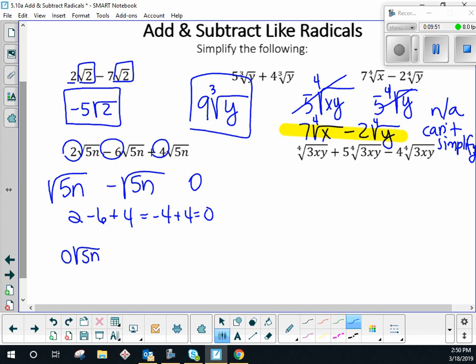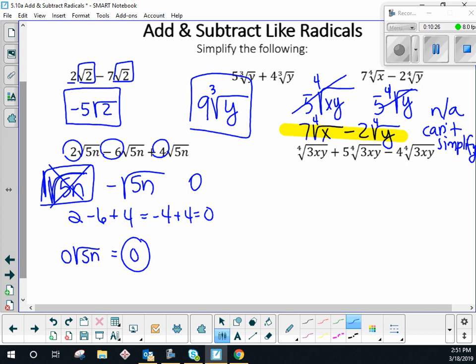Agreed? But what is 0 times anything? 0. What happens is, this will be my most common incorrect answer, because people know that we're not left with anything, but they kind of freak out a little bit. They're like, but I still have to have the radical in the answer. No, you don't. 0 times anything is 0. If this was my answer, how many 5n's would I have? 1, right? But I really have 0 of them. That's why those are different answers, okay?